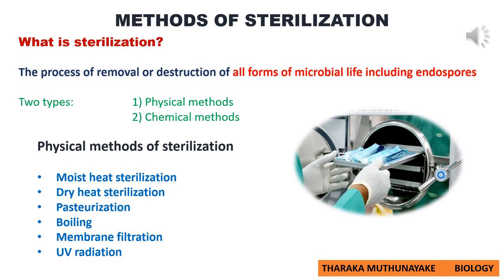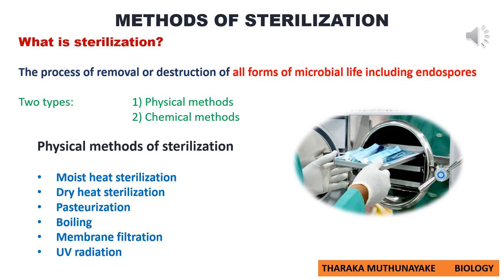You know that endospores are resting structures produced by some bacteria for their survival. So, in sterilization, all forms of microbial life should be removed. So, underline that part in your definition. Basically, we can divide sterilization methods into two categories. Those are physical methods of sterilization and chemical methods of sterilization.